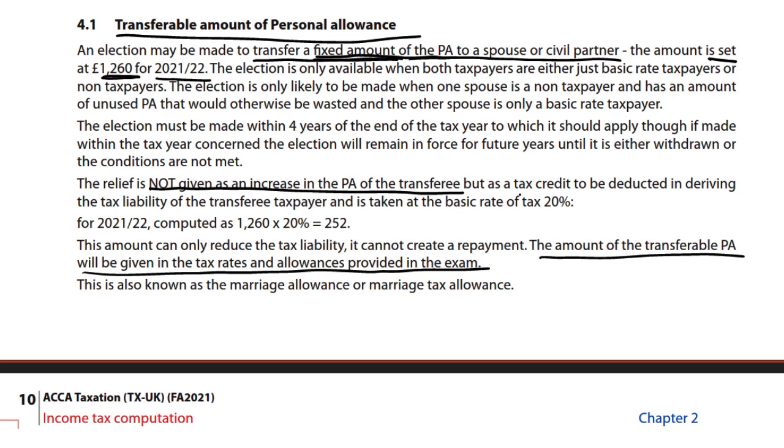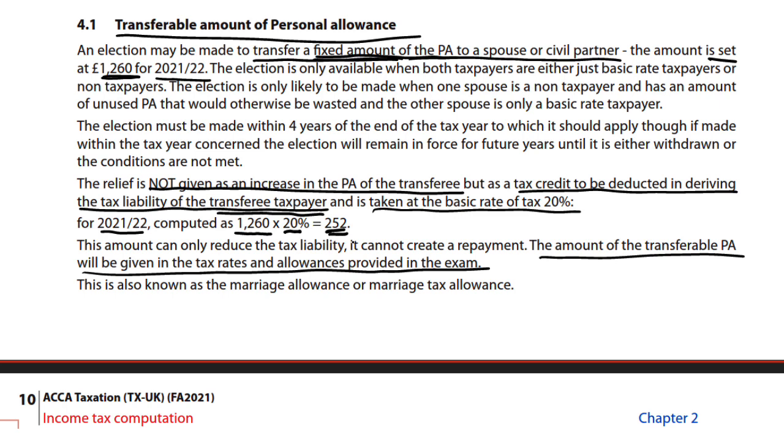And that's what's said here. But as a tax credit to be deducted in deriving the tax liability of the transferee taxpayer, spouse or civil partner, and is taken at the basic rate of 20%. So for 21-22, the transferee spouse, there's the transferable amount of the personal allowance from the transferor spouse, taken at 20%, is some £252 as a tax credit, i.e.